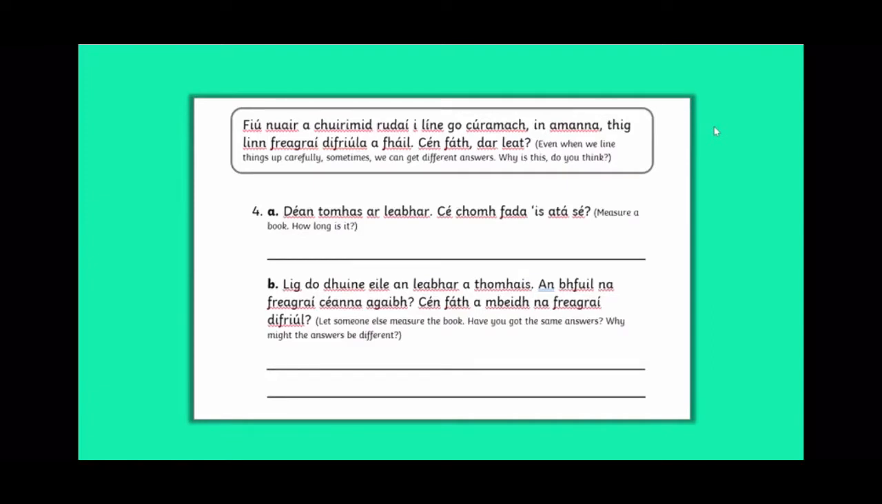Even when we line things up carefully, sometimes we can get different answers. Why is this, do you think?